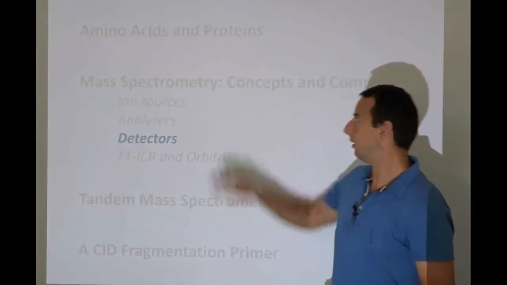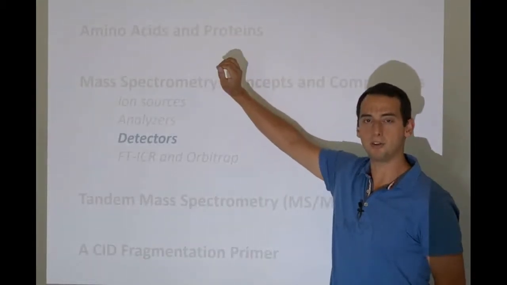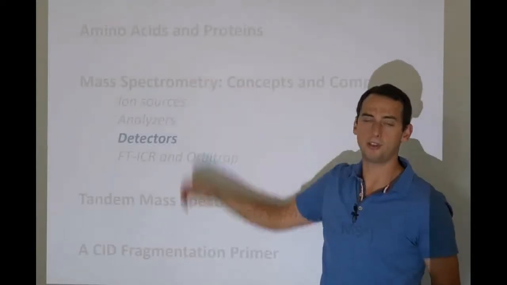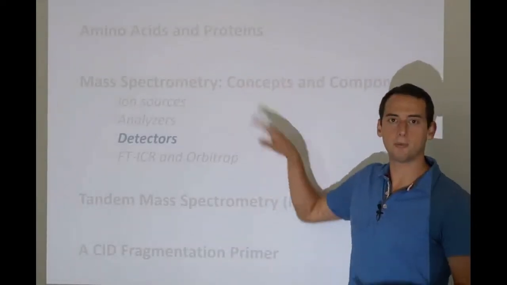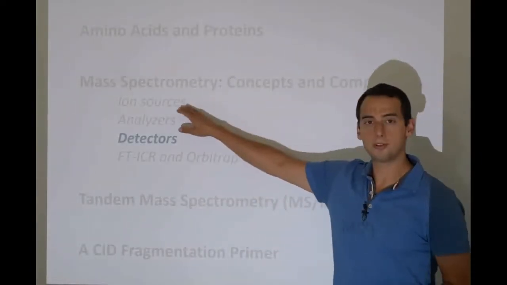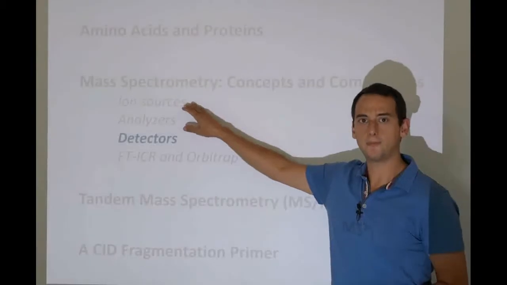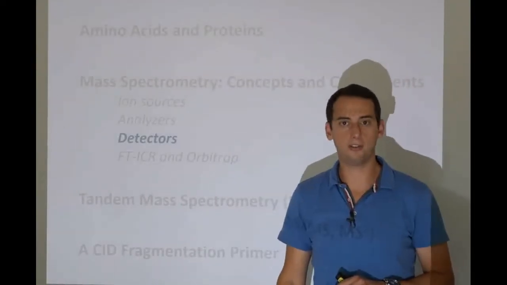We talked about amino acids and proteins and their properties, how they influence the behavior of the analytes in the mass spectrometers, which gives us the ability to measure them. We talked about the general concept of a mass spectrometer, how it was built. That was the second lecture. We talked about ion sources. That was still the subject of the second lecture. We had electrospray and matrix-assisted laser desorption ionization.